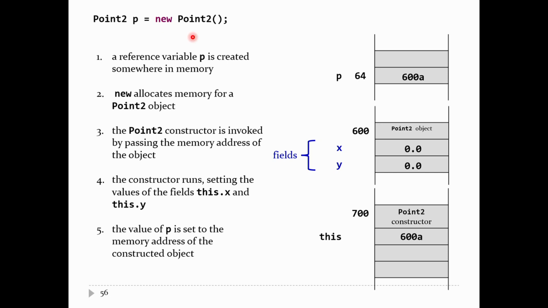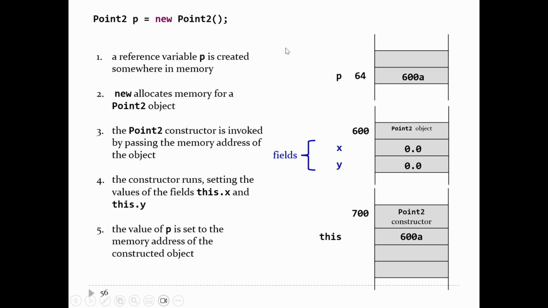So that one little line of code causes a whole sequence of events to occur. Remember, your constructor here could be arbitrarily complicated. Calling a constructor could result in a whole lot of work being done, depending on how complex the constructor actually is. All right, any questions about what actually happens when you call a constructor?